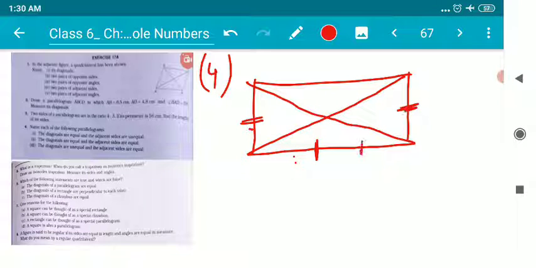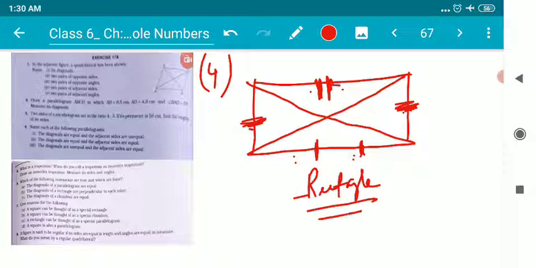This side and this side are adjacent sides, and they are of unequal measures. So naturally, the name of the shape is rectangle. Children, a rectangle is a special parallelogram because a rectangle follows some of the properties of a parallelogram. This is why we consider a rectangle to be a special parallelogram.